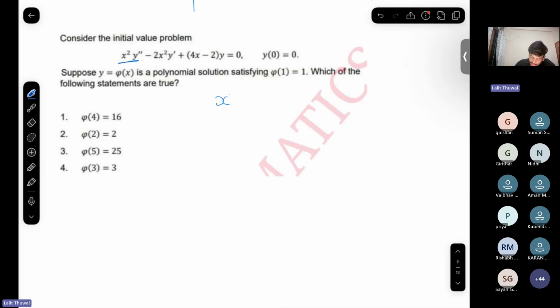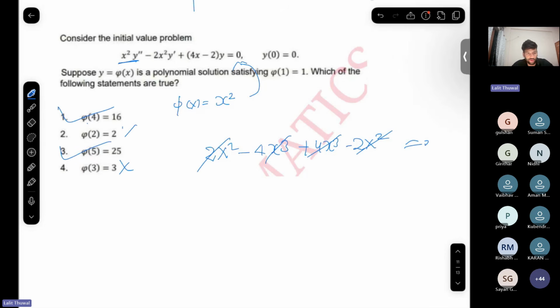But x square, and you can look at the options also. See, phi 3 equal to 3, phi 4 equal to 16, so phi x equal to x square can be a solution. Okay, you can check it. It's a solution. Very easy to check. Okay, see, 2x square minus 2x cube, 4x cube plus 4x cube, very easy to check, right? 2x square and it's 0. So x square is a solution now. This one is true and this one is true. And you are done. Okay.